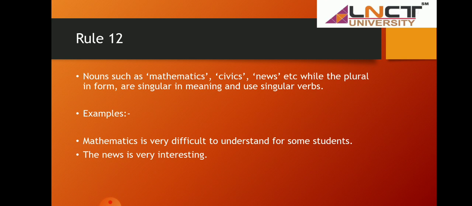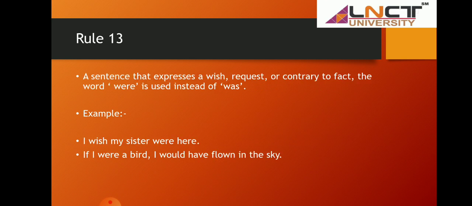Reread the rule so that you can get clearer according to the requirements of subject verb agreement. Nouns such as mathematics, civics, news, etc., while plural in form are singular in meaning and use singular verbs, right? Rule number 13. A sentence that expresses a wish, request, or something contrary to fact, the word were is used instead of was. Example, in ordinary language, we use I was. We often use was with I. But here, when we are expressing our request, our wish, or any statement contrary to fact, we are required to use were with I. Or the sentence should be I wish my sister were here. If I were a bird, I would have flown in the sky. So, as per the rule.